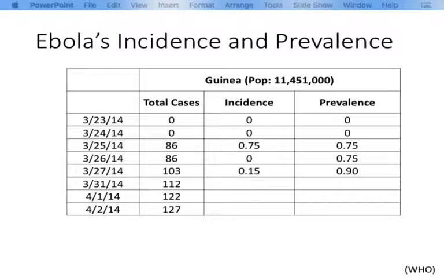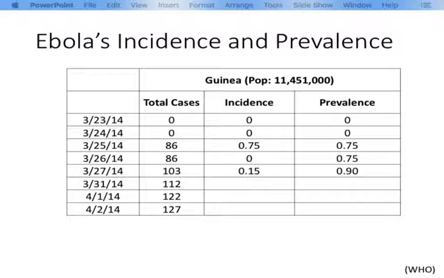To calculate something like incidence, these numbers are based on a per 100,000 basis. So what you would do is take the number from a date, subtract it from the previous one to figure out how many new cases have occurred, divide it by 100,000 to figure out your incidence rate. Prevalence, again, is just kind of a running total of that.